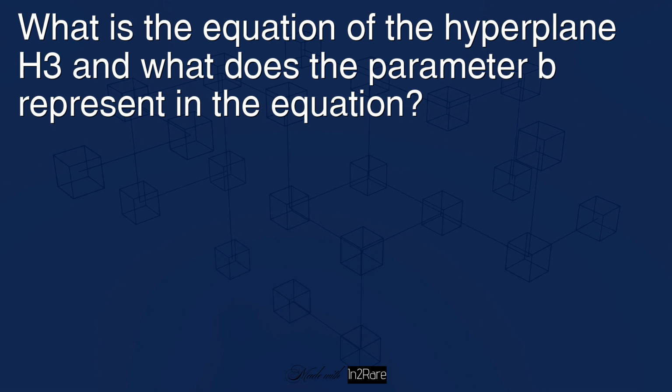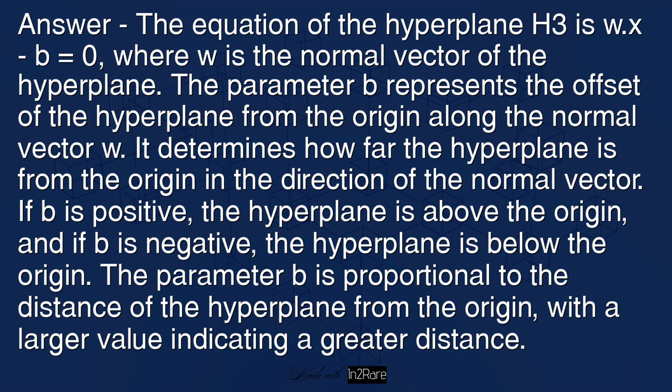What is the equation of the hyperplane H3 and what does the parameter B represent in the equation? Answer: the equation of the hyperplane H3 is w·x + b = 0, where w is the normal vector of the hyperplane. The parameter b represents the offset of the hyperplane from the origin along the normal vector w. It determines how far the hyperplane is from the origin in the direction of the normal vector. If b is positive, the hyperplane is above the origin, and if b is negative, the hyperplane is below the origin. The parameter b is proportional to the distance of the hyperplane from the origin, with a larger value indicating a greater distance.